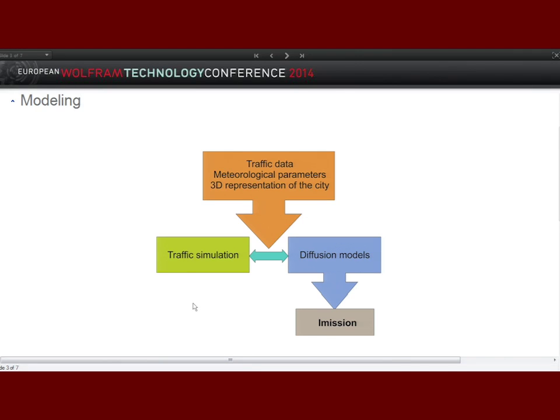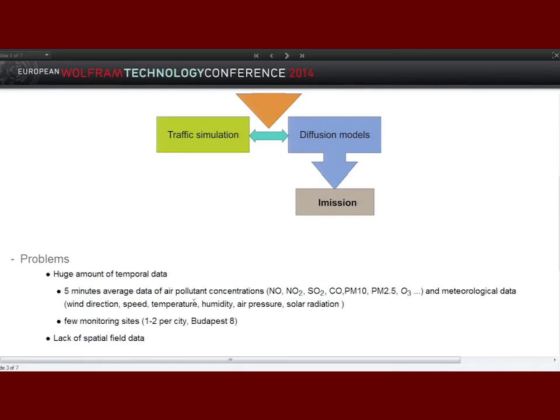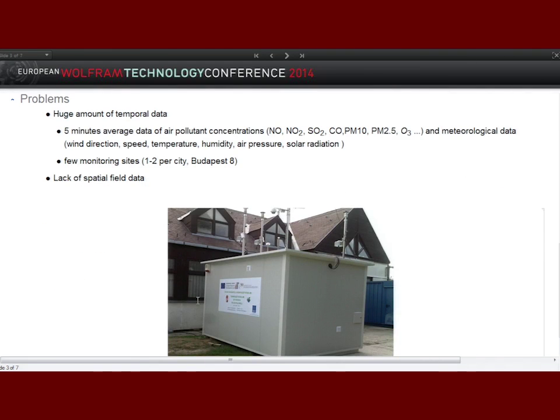The main problem, the first problem, is we have too many data, and the second is we have not enough data, of course, but we have a huge amount of temporal data. We have containers like this. In Hungary, we usually have 1 or 2 monitoring sites per city, or for bigger cities, for Budapest, we have 8.